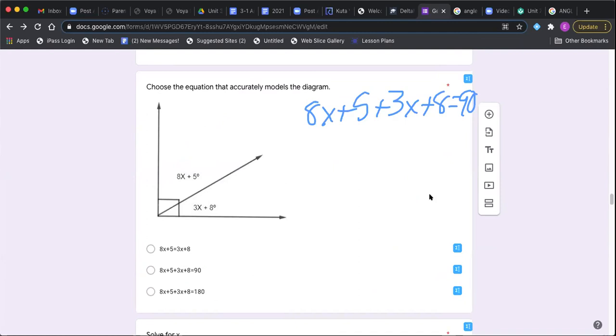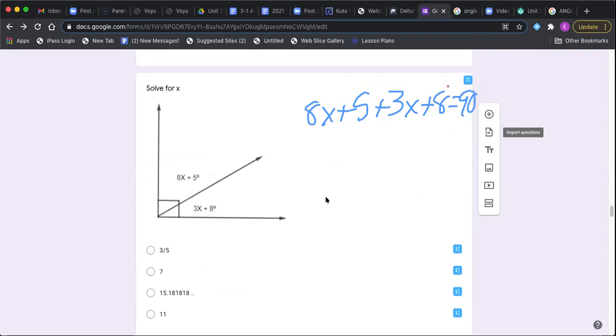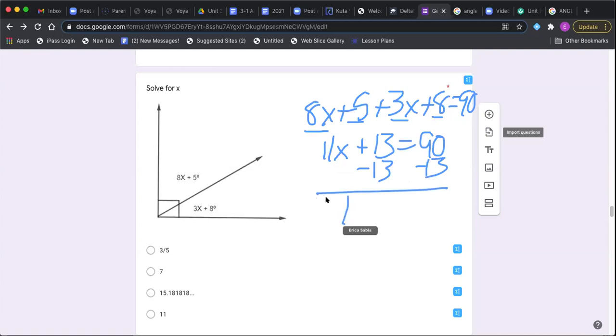So now let's just scroll on down and solve it. Okay, 8x and 3x is 11x. 5 and 8 is 13. Oh, what am I doing? Writing the wrong thing. 90, silly goose. And then I'm just going to minus that 13. So I get 11x equals 77 in this case. Divide by 11, divide by 11. And I get 7, which is a choice. So I'm feeling good.